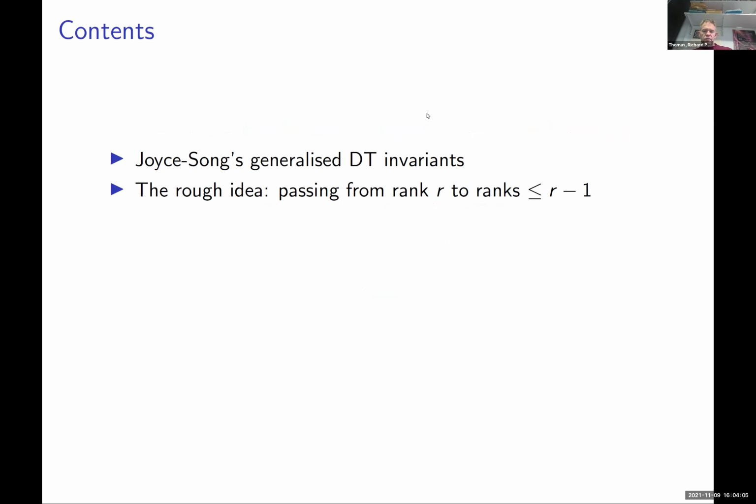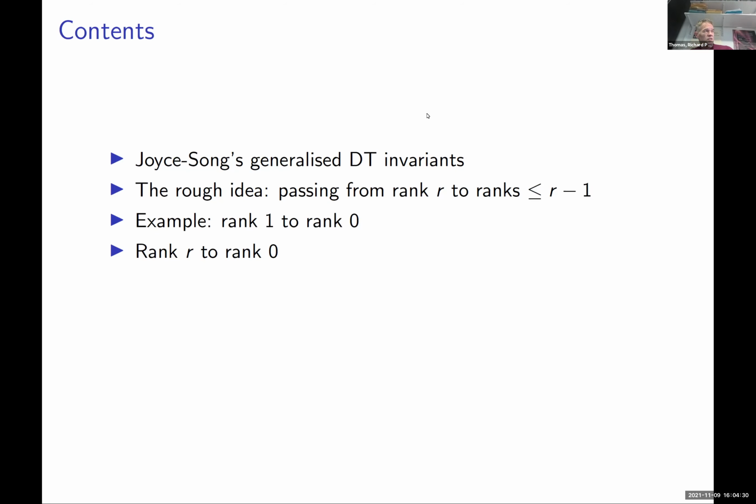And then I'll explain the rough idea of our work, which we apply in various different contexts in the 3 papers I mentioned on the first slide. So the rough idea is how we pass from rank R theory, counting sheaves in rank R, to counting sheaves in lower rank. And then I'll describe an example which is not entirely relevant to the overall project.